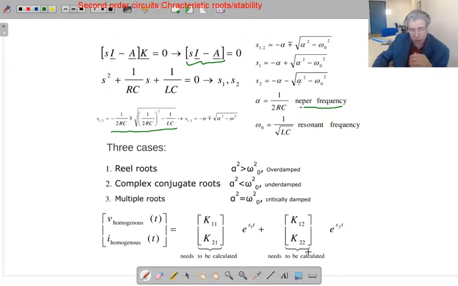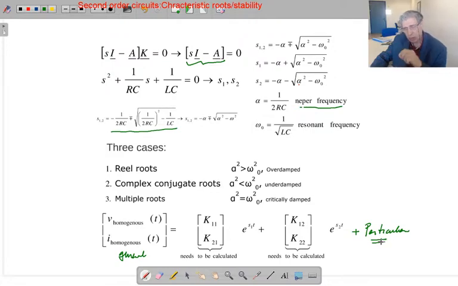In order to determine the stability of a circuit, we look at the quantities we are dealing with, in this case the capacitor voltage and inductor's current. This is the homogeneous solution plus the particular solution, which gives you the general solution. So what happens is this: if the particular solution goes to infinity, what does this mean?